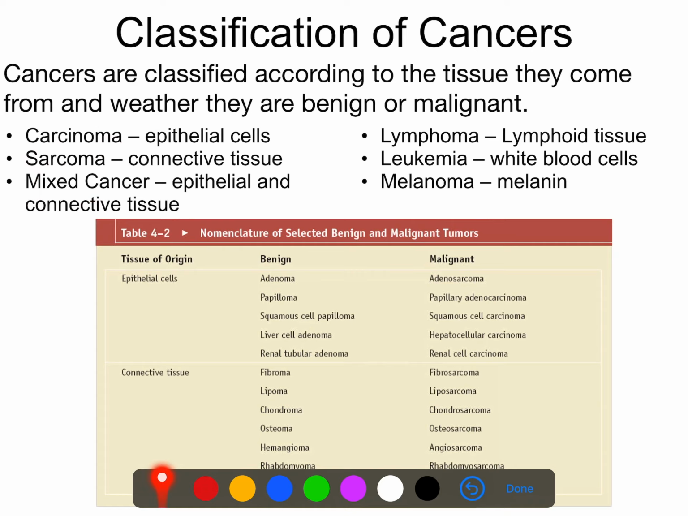Lymphoma is a cancer of the lymphoid tissue. Leukemia is a cancer of the white blood cells. Melanoma is a cancer of melanocytes, which are skin cells that produce melanin pigment. Generally speaking, if something just has "oma" after it, it is probably benign.